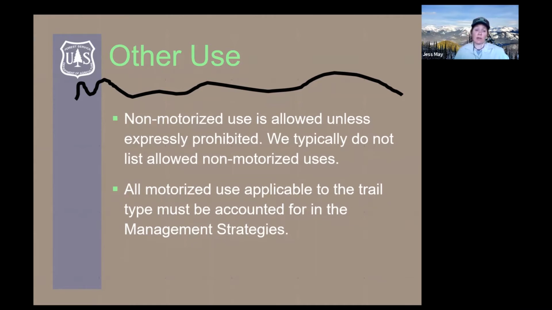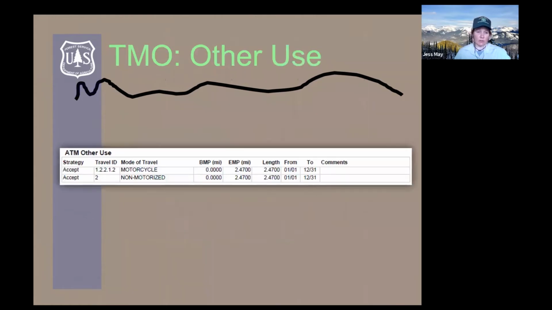On the other hand, motorized use, we have to take into consideration all motorized uses on all trails for all time periods. So I'm actually using a different example here because you'll remember that the last trail was closed to motorized all times. This one is open for motorcycles over its entire length all year. This is under the other uses because for this particular trail, we only manage for motorcycles for that June through September timeframe. So we want to make sure that it's recognized that motorcycles are still allowed year-round on the trail.